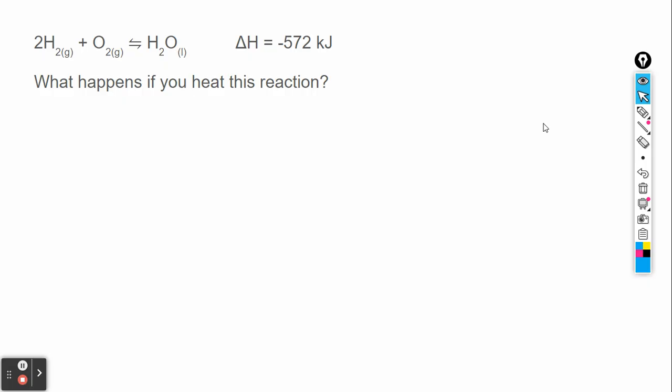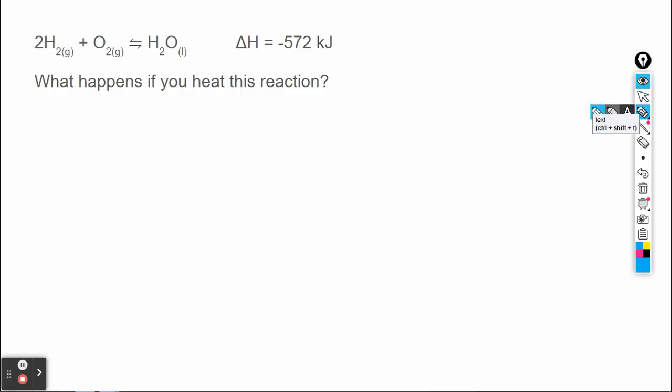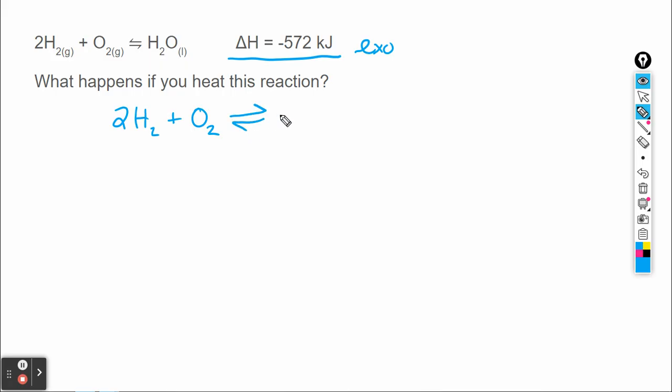Okay, here I've got another example. What would happen if we heated up this reaction? Let's take a look at this equation if we write it with our energy as a reactant or product. First big question, is this an exothermic or an endothermic reaction? Well, the sign is negative, so we know for sure that this is an exothermic reaction. If I write this out, 2H2 plus O2 produces H2O.